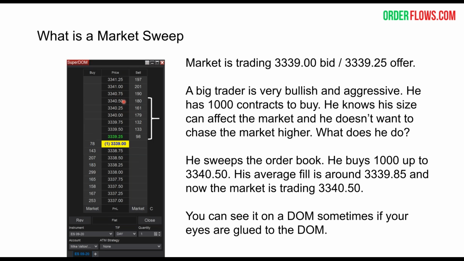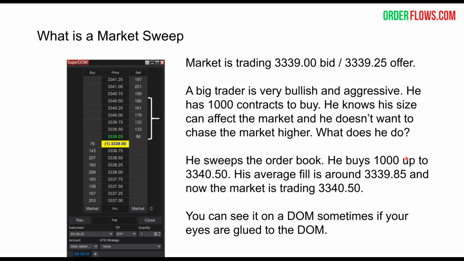Now big traders, institutional traders, they're really concerned with just the average price. They're not concerned with, oh, I bought 120 at this price, 268 at this price. No, just give me the average price. So okay, your average is 33.39.85. But what's happened now is the market's trading 33.40 and a half. He's net long on an average price at 39.85, and now we're trading 40 and a half. So he's happy because he had a big order he wanted to get done.